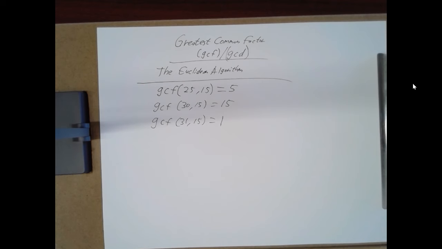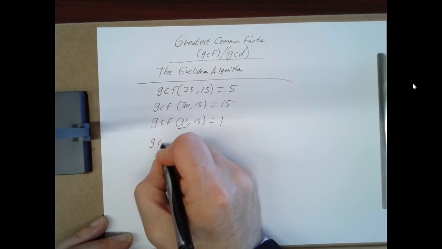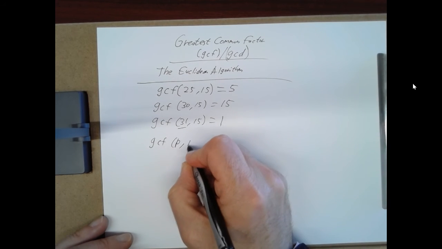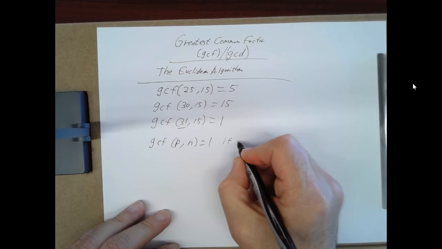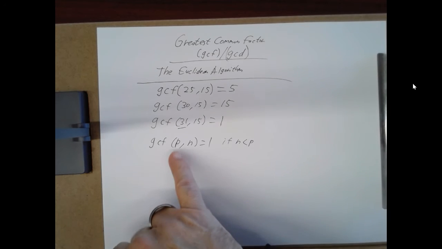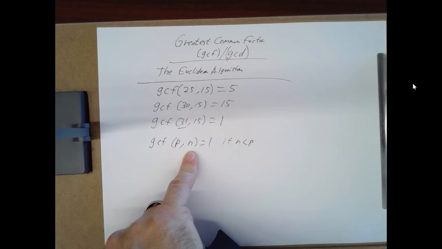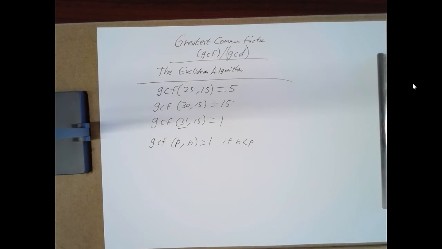Why is that? Because 31 is prime. In general, the greatest common factor of a prime p and some number n is going to be 1, as long as n is less than p. I could do 31 and 310, and the greatest common factor would be 31, right? But if this is prime and this is something that's smaller than p, we know that nothing smaller than p divides p, so the GCF is going to be 1.